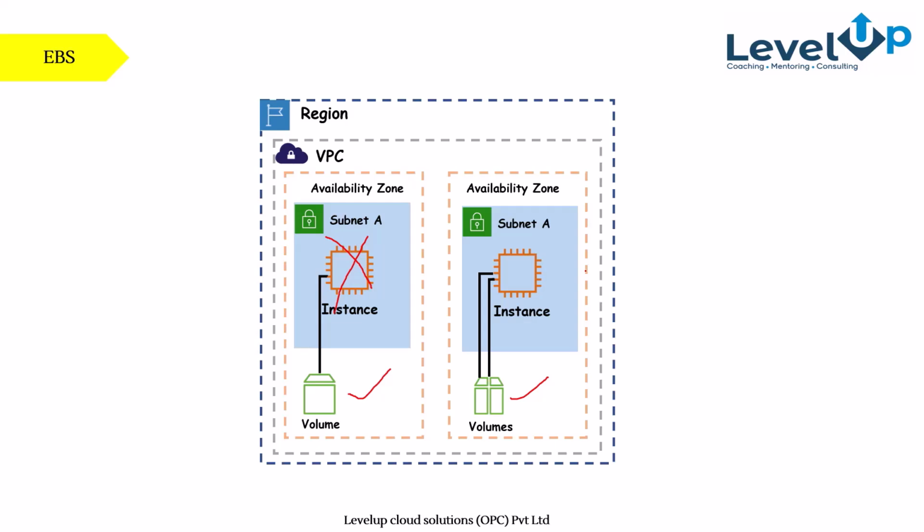One important thing that we have to make sure of when we are assigning an EBS volume to an EC2 instance is that both the EBS volume and the EC2 instance should be in the same availability zone. If your EC2 instance and EBS are not in the same availability zone, you will not be able to assign that volume to the instance. So make sure that your EBS volume and EC2 instance are in the same availability zone.